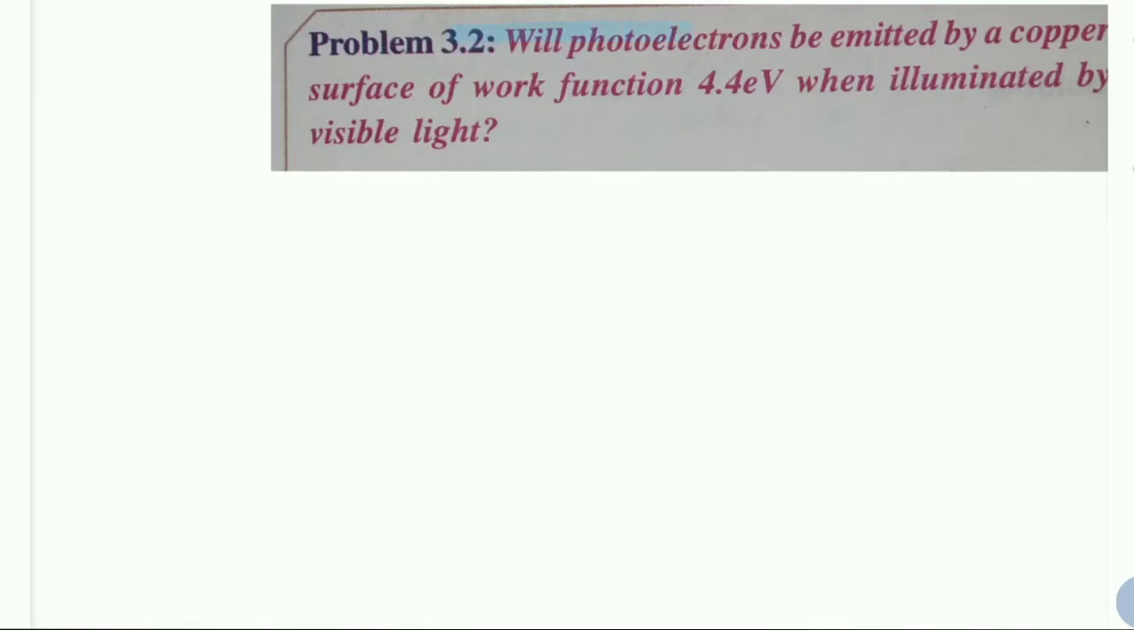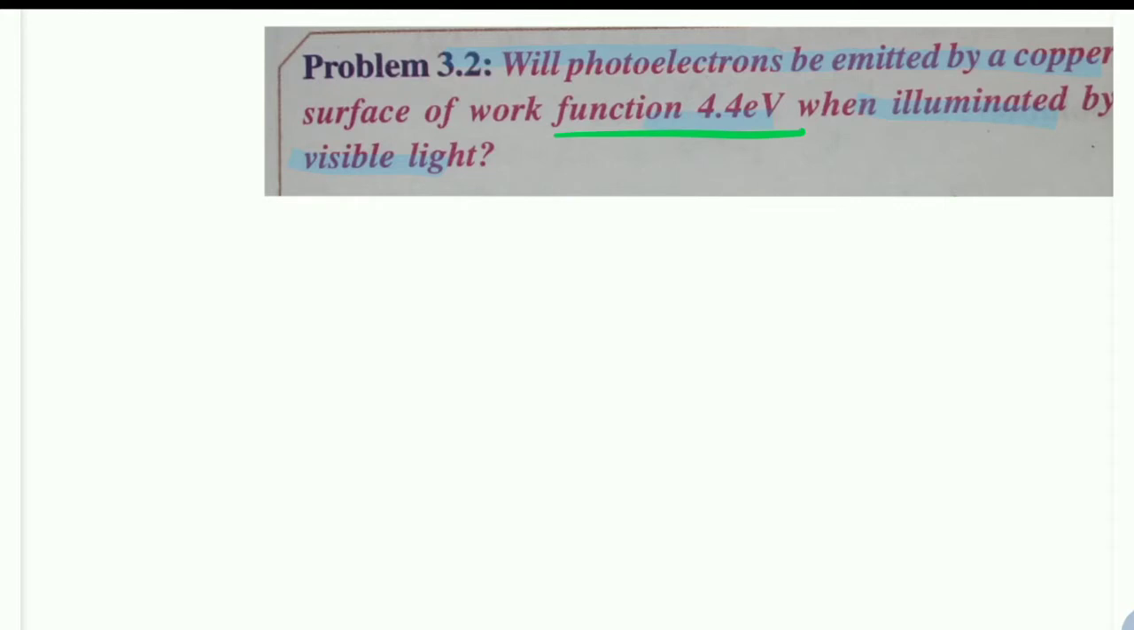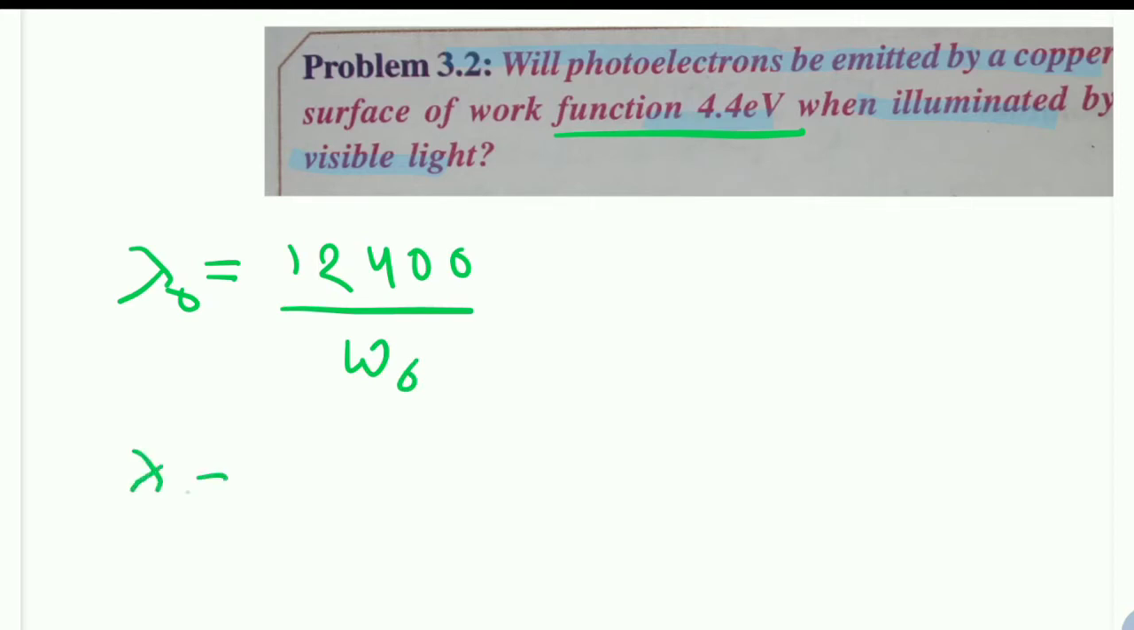Will photoelectrons be emitted by a copper surface of work function 4.4 electron volts when illuminated by visible light? So the threshold wavelength lambda naught is equal to 12,400 by the work function. So the threshold wavelength is nothing but 12,400 by the given work function, 4.4.